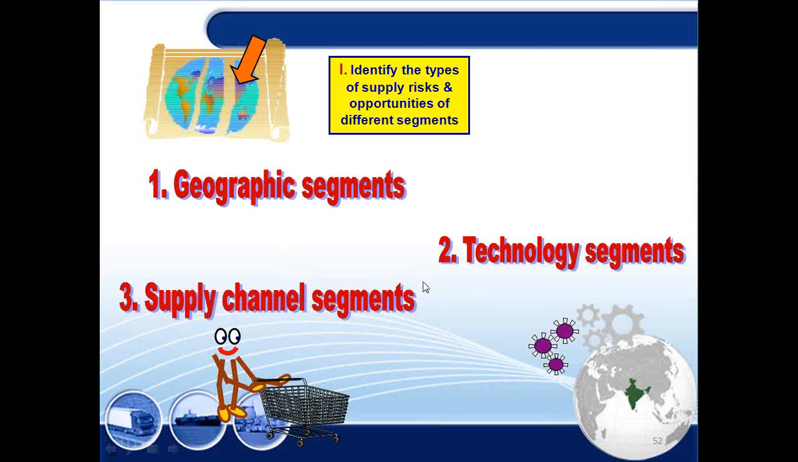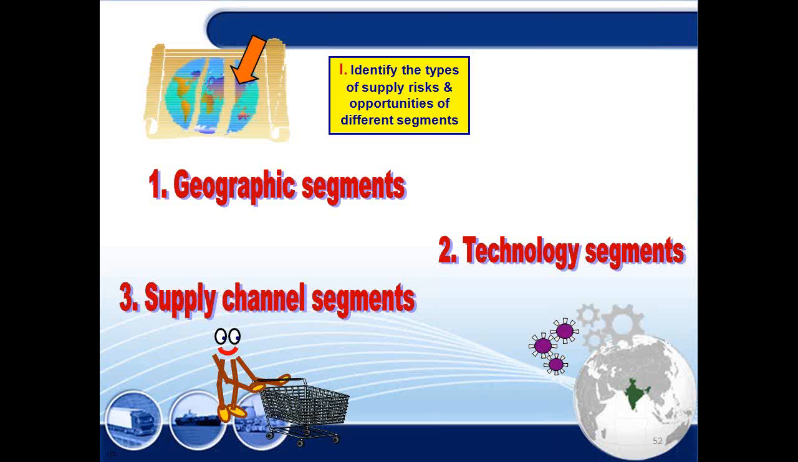Now here we're looking at three areas: geography segments, technology segments, supply channel segment. So we in the beginning talked about the market segment. Now the market segments, when we took the very first one, identify the types of supply risk and opportunity in different segments. Geographically, what are the risks? If you're buying from Mexico for India, what are the risks and opportunities? But if you're buying from a neighboring country, let's say from Thailand or from Nepal, what are the risks and opportunities? So the geographic part we'll talk about.